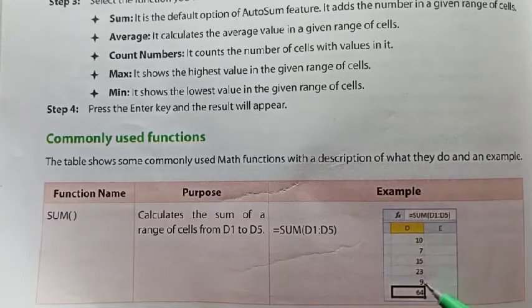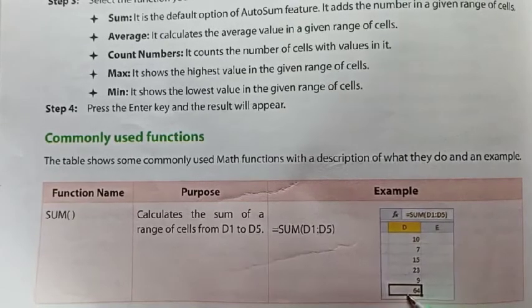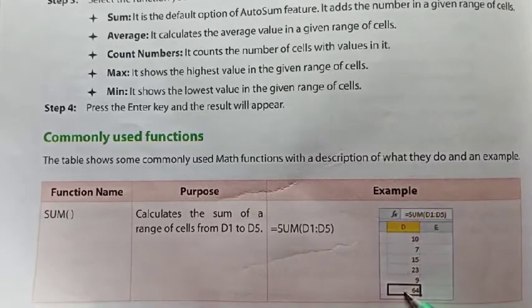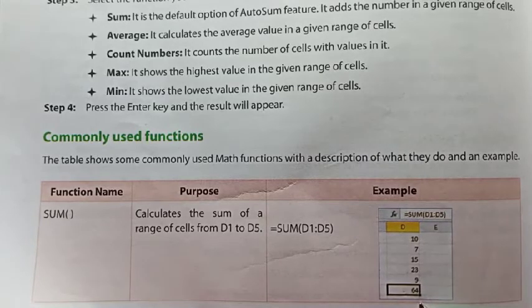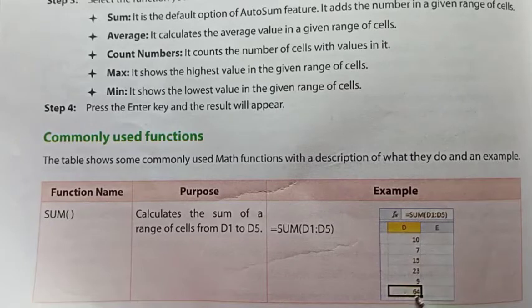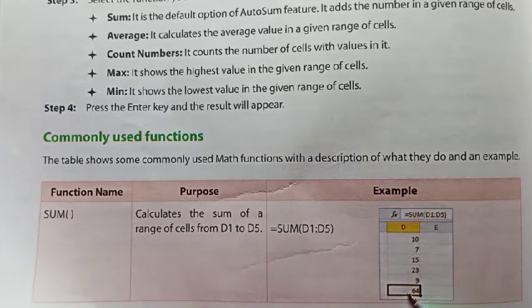So we are going to write down in the cell where we need the answer =SUM(D1:D5) and press the Enter key. On pressing the Enter key, you will get 64 as the answer.